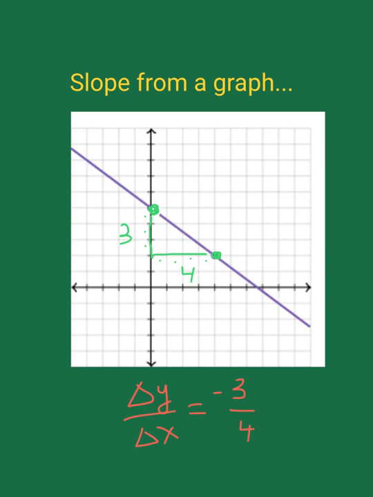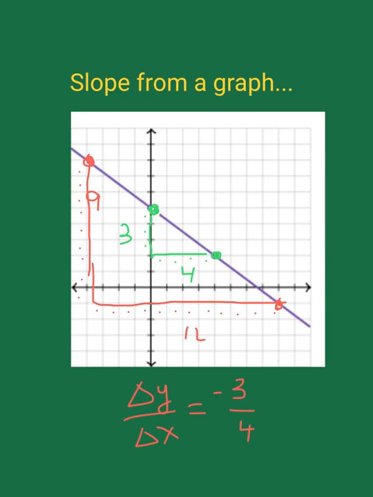Now, what would happen if we would pick two different points? Would we get a different answer? So let's pick two different points. I'm going to pick those points there. They're on the line. And I'm going to make a right triangle. Then I'm going to count 1, 2, 3, 4, 5, 6, 7, 8, 9, 10, 11, 12. 1, 2, 3, 4, 5, 6, 7, 8, 9.